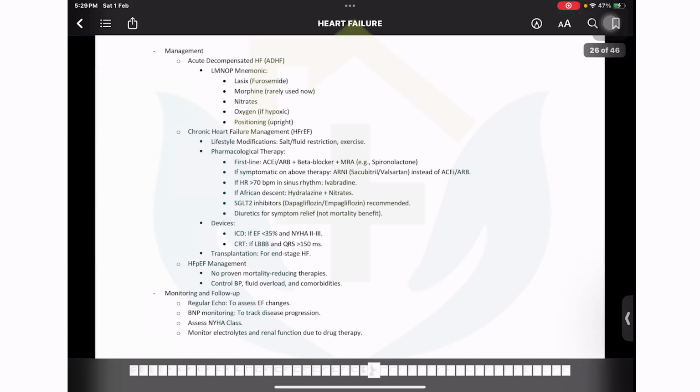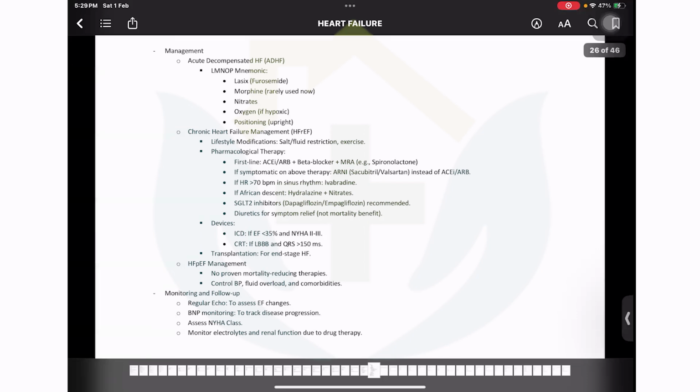Then chronic heart failure, CCF, as it was earlier known. So you restrict the salt to less than 5 grams in a day, fluids to less than 1.5 liters in a day, graded exercise, not strenuous exercise. So these are the lifestyle modifications. And then management of heart failure, as we've already discussed.